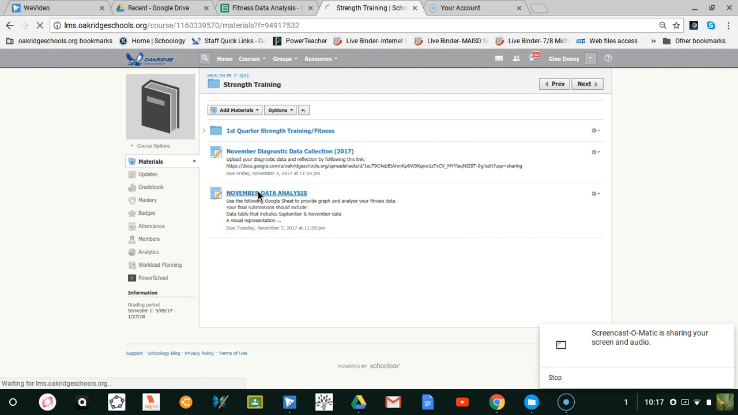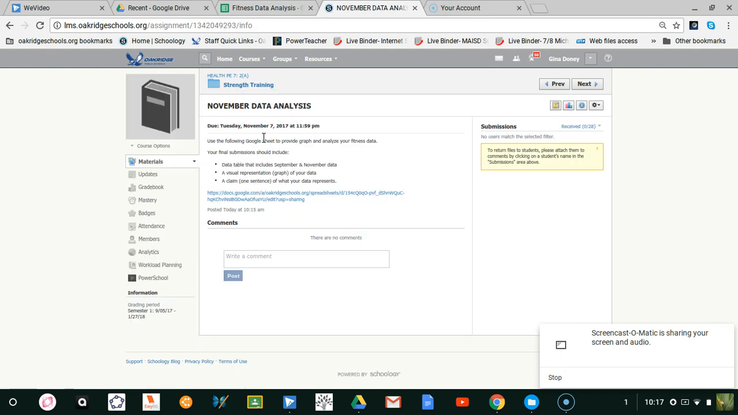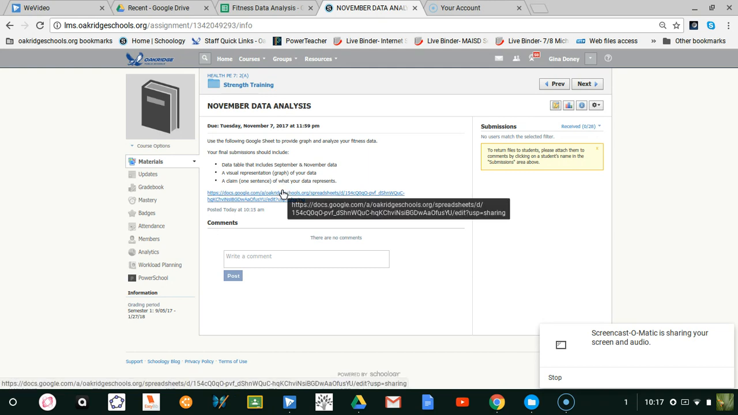The next step of this is you're going to go into the November data analysis assignment. And there are three things you're going to submit. You're going to submit the data table, which you've actually already created, a visual representation of your data, which will be a graph. I'll show you how to do that. And then a claim will go underneath your graph. Eventually, this is going to turn into a full conclusion, but right now it's just going to be a claim that captures what is happening with your data in one sentence. So that will be the beginning of your data analysis.